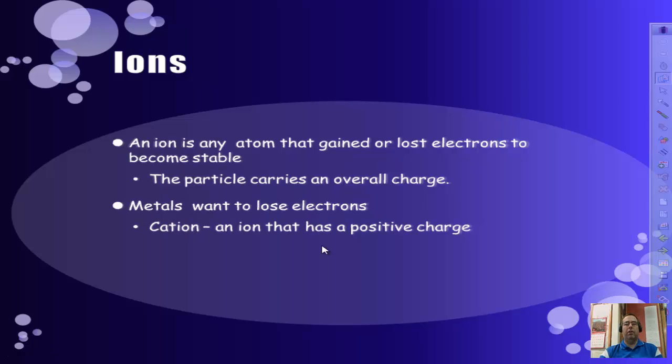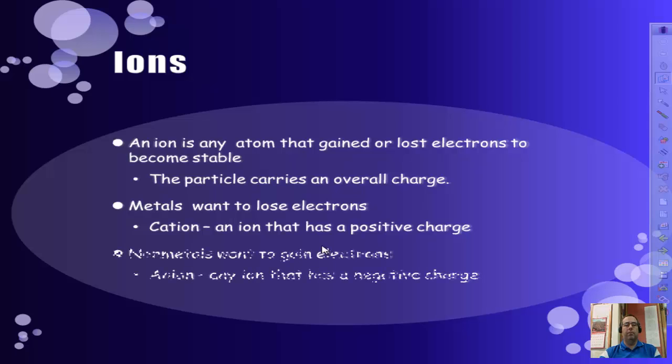Metals want to lose electrons. Some characteristics of metals is they have few valence electrons. And if they have few valence electrons, they're going to get their 8 valence electrons by taking that shortest route of losing those electrons. When it loses electrons, it's going to form a cation. A cation is just going to be an ion that has a positive overall charge.